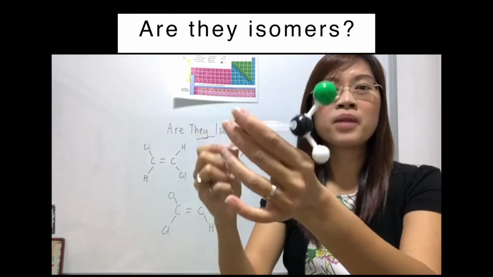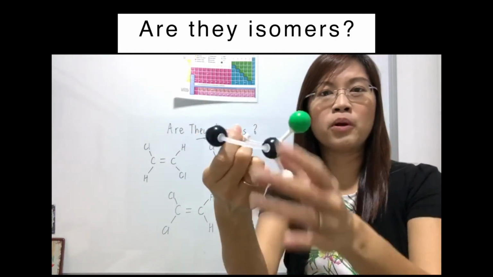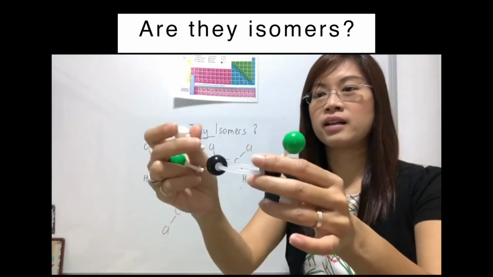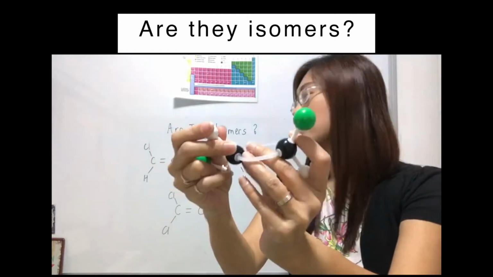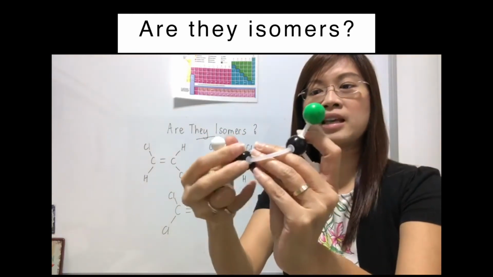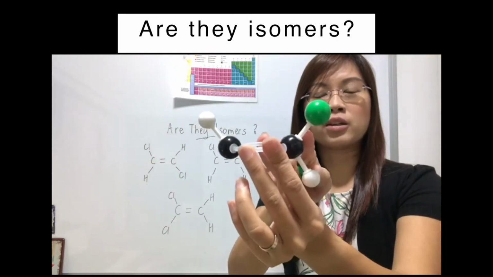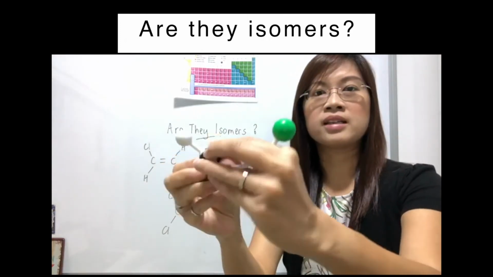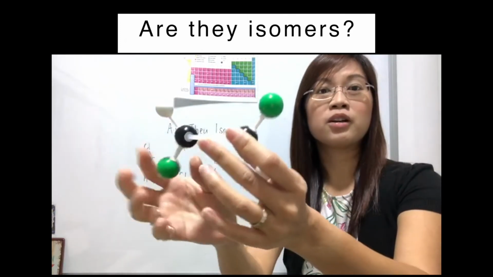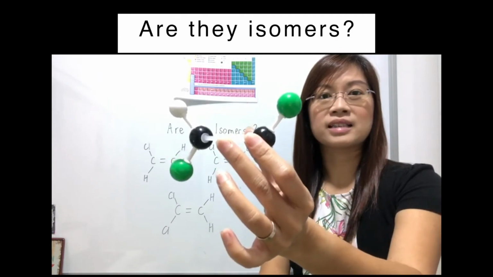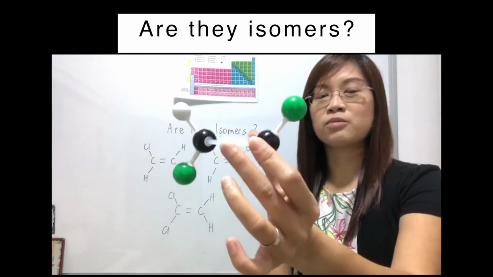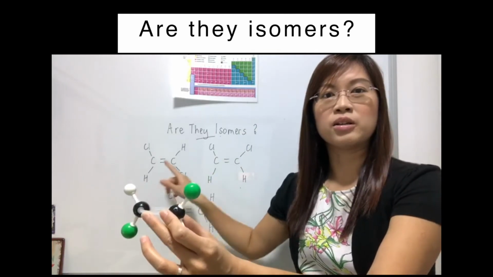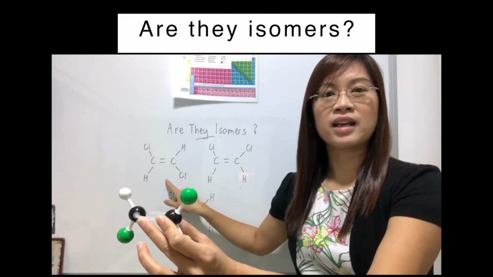Alright, so let me arrange the ball and stick model to get it to the first structural formula. Now it gives me this arrangement, whereby one of the chlorine is at the top of this carbon atom and the other chlorine is at the bottom of the other carbon atom, like this. Now this represents the first structural formula that you can see on the board, this one, right?